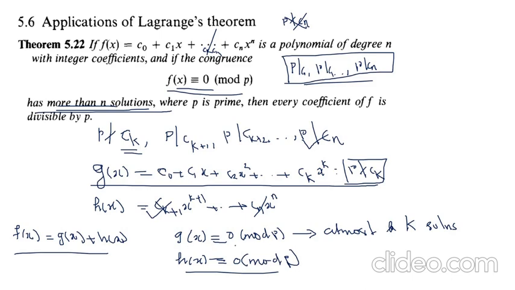Here g of x congruent to 0 mod p has at most k solutions, but h of x congruent to 0 mod p has many solutions because every integer satisfies the condition. Now we consider the congruence f of x congruent to 0 mod p. Instead of f of x, we can rewrite it as g of x plus h of x. g of x plus h of x is equal to f of x.